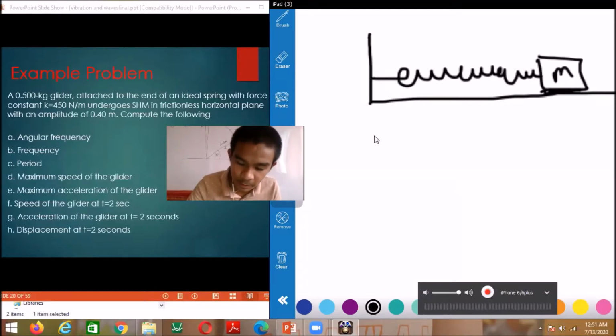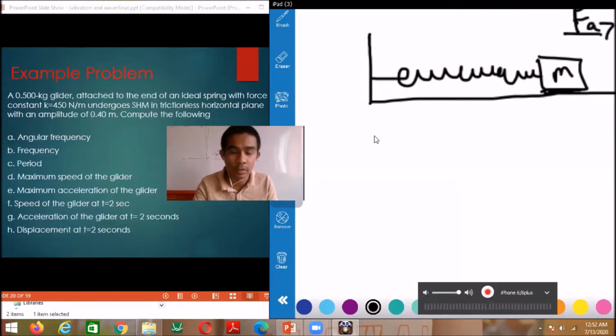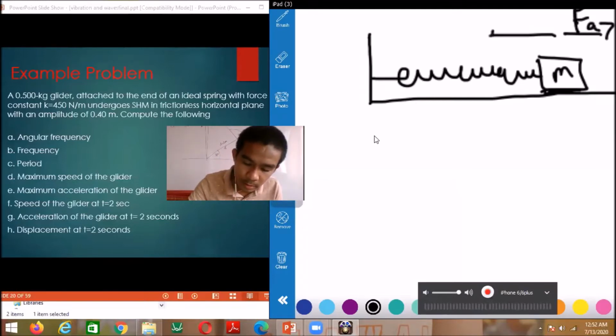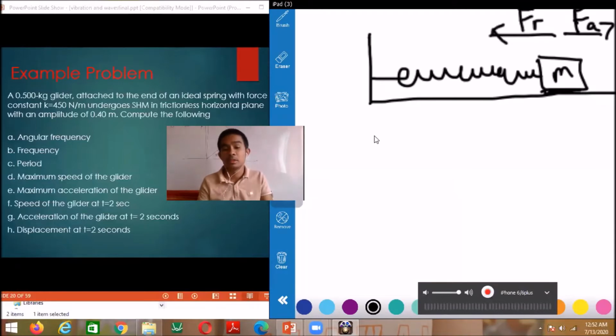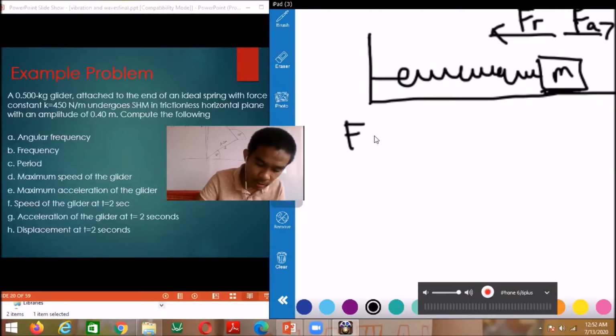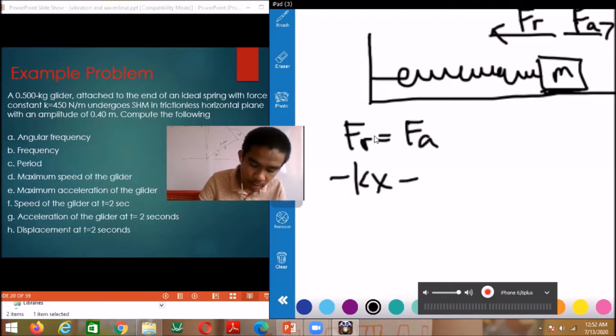One is of course the force acted on it to stretch the spring, that's F of A. And the other one is F of R, the force exerted by the spring. These two forces are equal, but acting in opposite directions. So F of R equals F of A. So F of R is negative Kx, and F of A is MA.